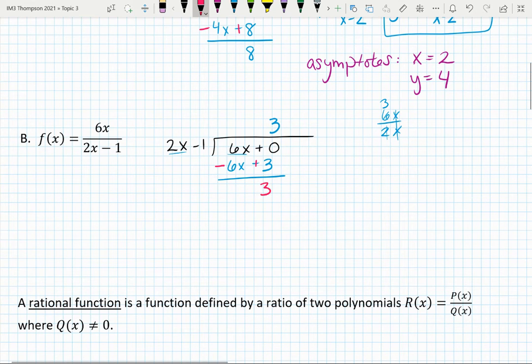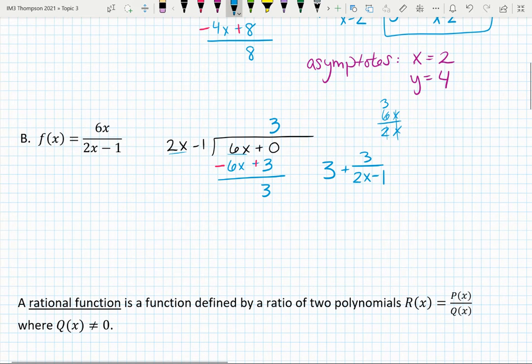Positive 3, right? I think my previous notes are wrong. I think it's positive 3. Oh, you know why it's turning out wrong? It's because I wrote the problem down wrong initially. That's why. That's okay. This will work. Okay. So I get 3 goes in with a remainder of 3.